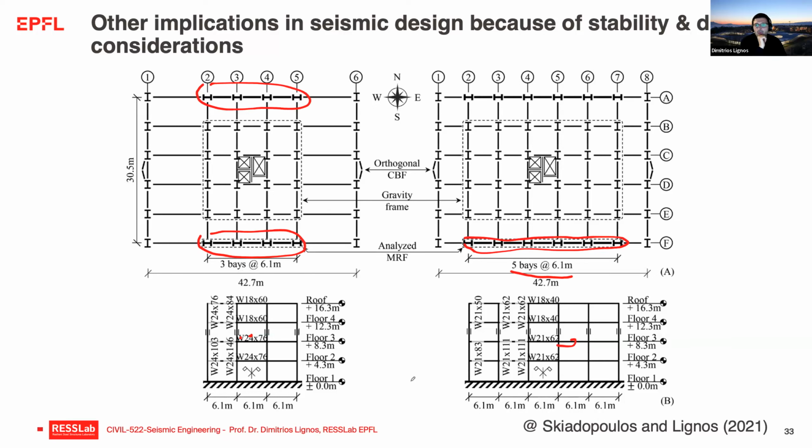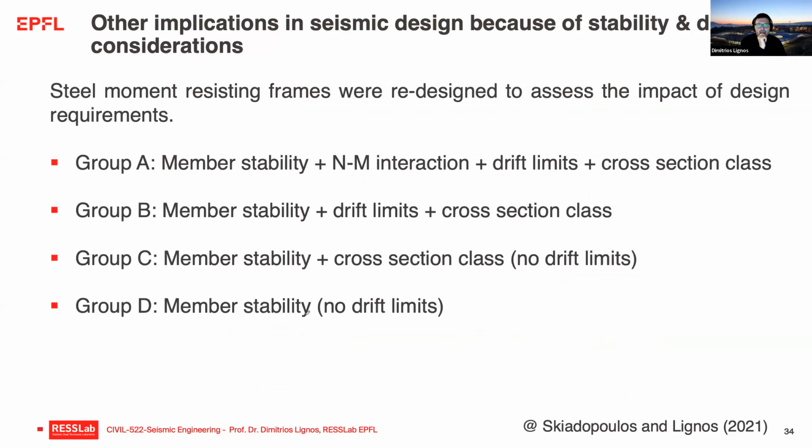Now, what we were interested in here was to assess the implication of different design requirements on what we call the system overstrength. So in particular, steel moment resisting frames were redesigned to assess the impact of different design requirements. We had a group A, where we were conducting member stability verifications, axial load bending interaction, drift limits, as well as cross-section slenderness. Group B was only considering member stability, drift limits, and cross-sectional slenderness.